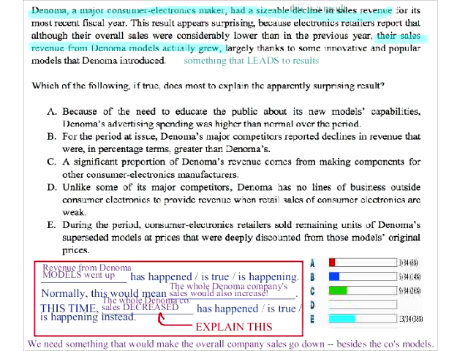So for this to work, Denoma needs to sell something else besides their own models. And that's where the decrease comes from. So the only thing here that works with that is choice C.